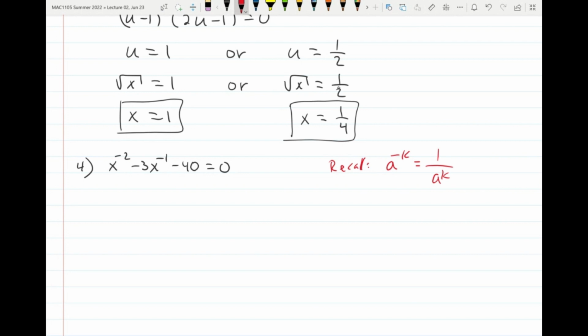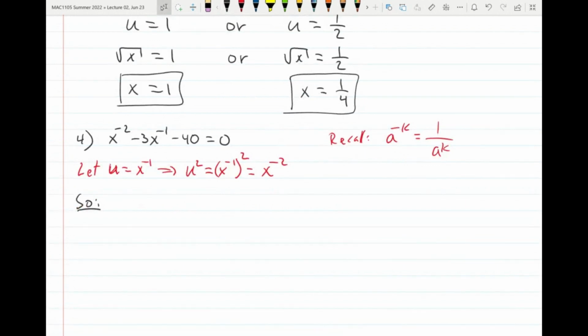What was the substitution? What can we let u be equal to? x to the negative 1. So then, what's u squared? Let's calculate it. x to the negative 1, squared, right? Negative 1 times 2, which would be negative 2, because you have to multiply the exponents. Okay, so who can tell me the equation? What do we get? u squared minus 3u minus 4 is equal to 0. Good.